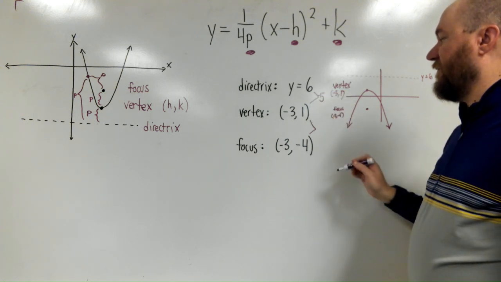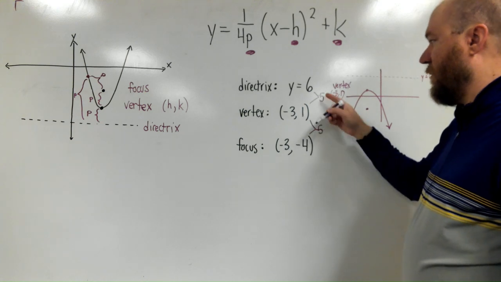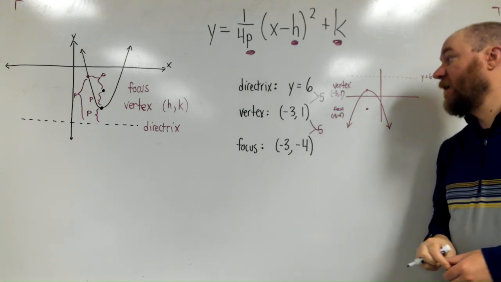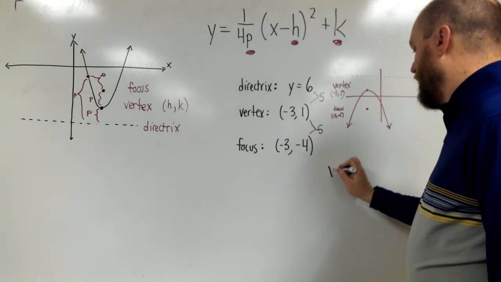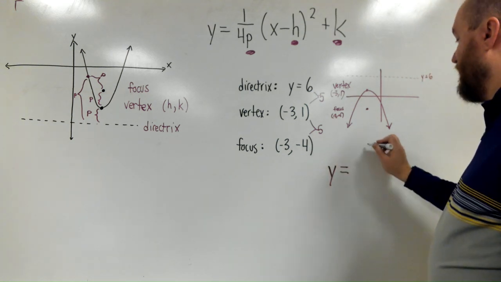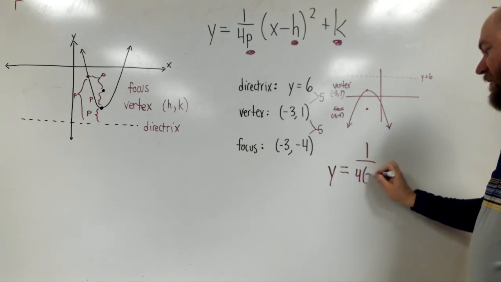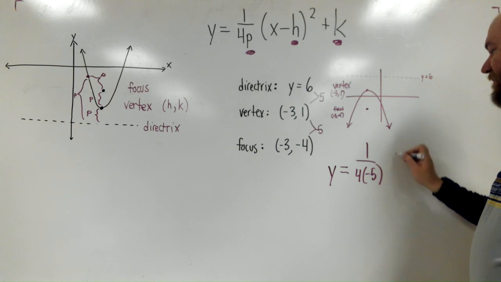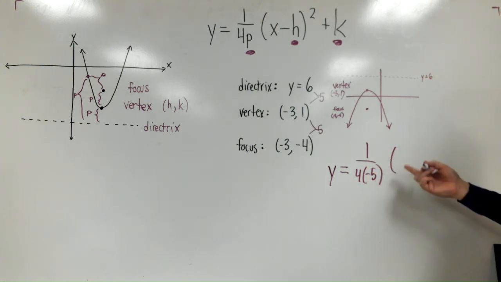Now I'm going to say negative 5. And 1 down to negative 4, that's also negative 5. Remember, these 2 values should be the same. So our P value is negative 5. If your parabola opens downward, your P value should always be negative. So Y equals 1 over 4 times P, which is negative 5.